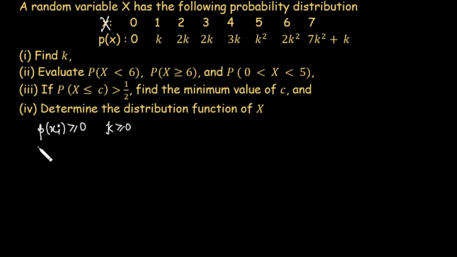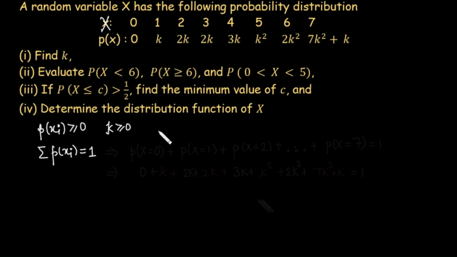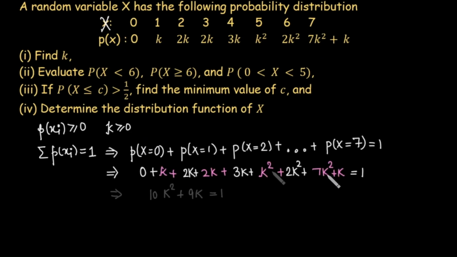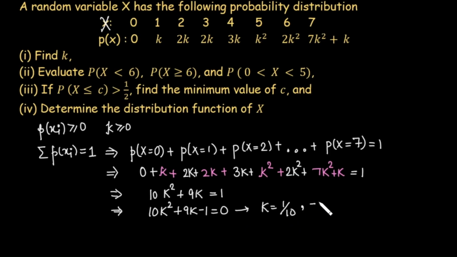Second condition is sum of all the probabilities is equal to 1. It means we need to take the sum of all the probabilities. That is, we need to calculate the sum of this. This is equal to 10k square plus 9k is equal to 1. We can also write it as 10k square plus 9k minus 1 is equal to 0. Now this is the quadratic equation. What are the roots we are getting in this case? We are getting k is equal to 1 by 10 and minus 1.